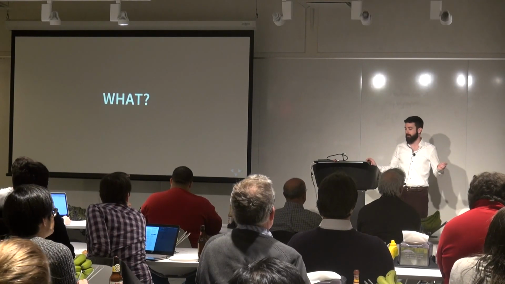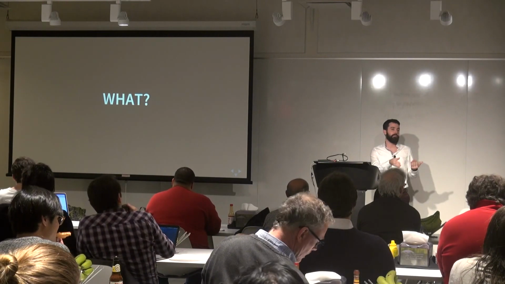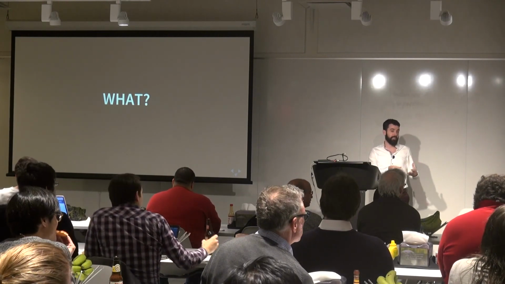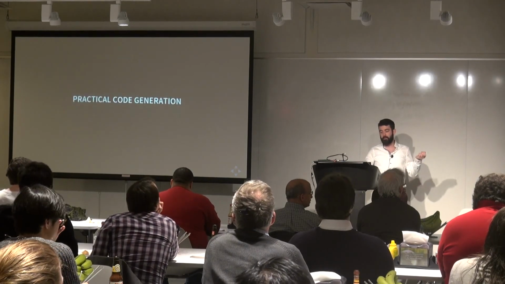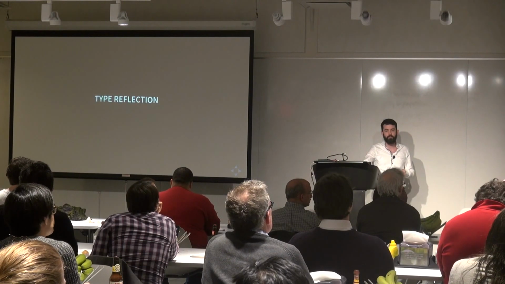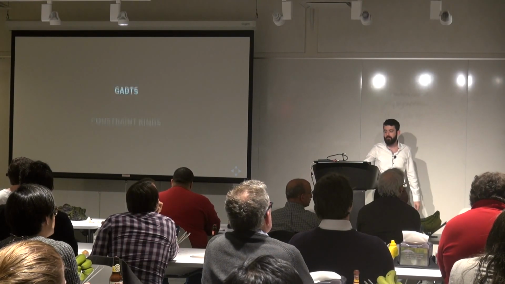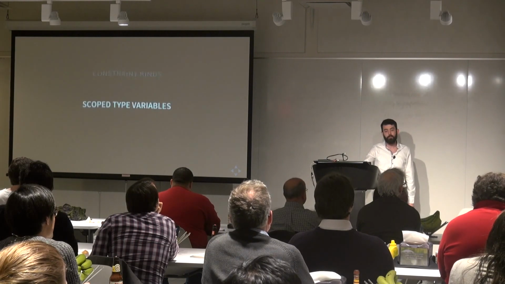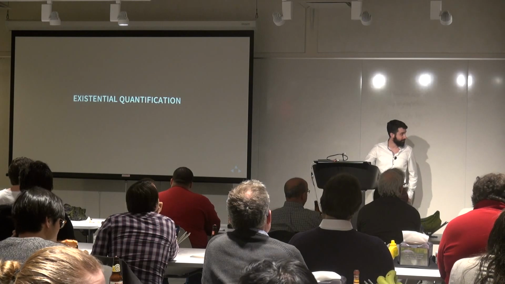So what are we going to do here? Like the title said, we're going to work on developing a JavaScript SDK from our Haskell types. And what does that really mean? That means we're going to do some practical code generation. We're going to do some type reflection. We're going to kind of gloss over GADTs. We're going to be using them. Talk about constraint kinds, scope type variables, and existential quantification.